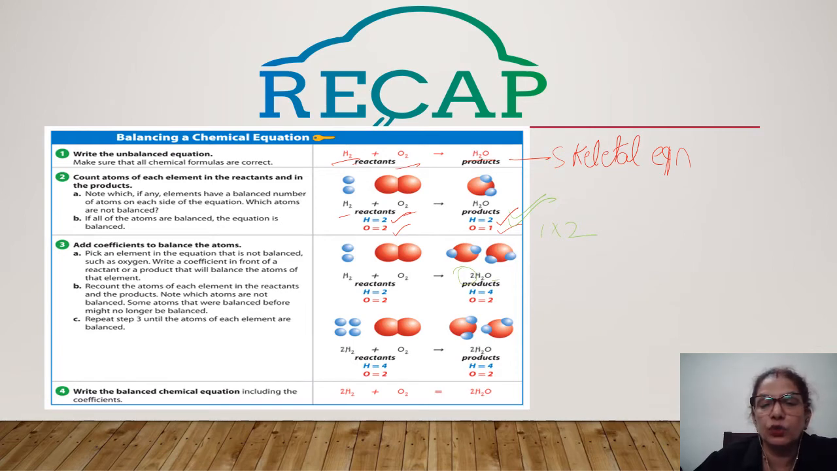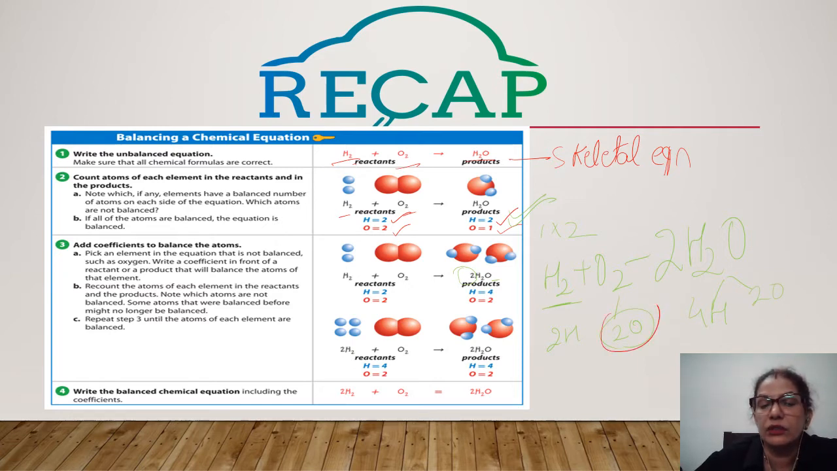So H2 plus O2 gives H2O, and we have added here a 2 as a coefficient, 2H2O. Let me make it very clear. So we have here 2 oxygens on the reactant side, and on the product side 2 H2O, giving 4 hydrogens now and 2 oxygens. So our oxygen is balanced.